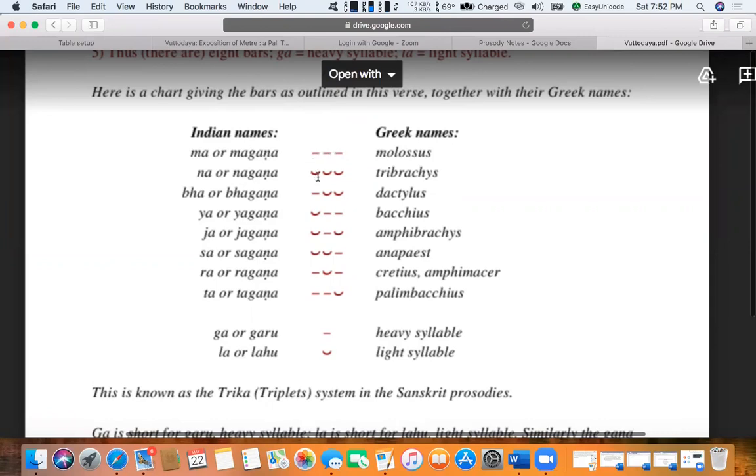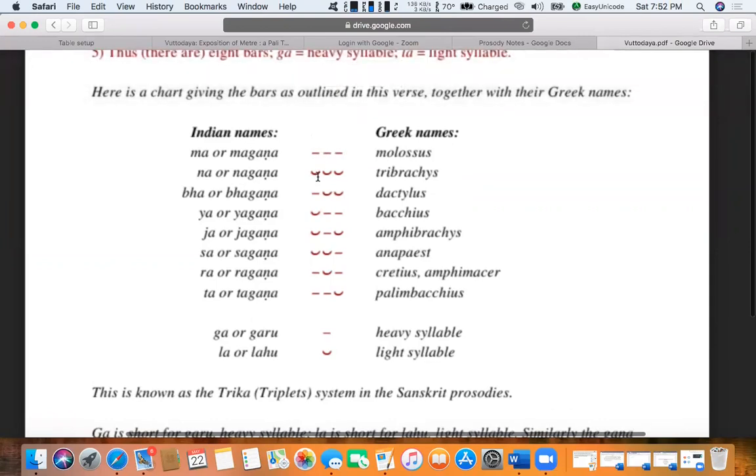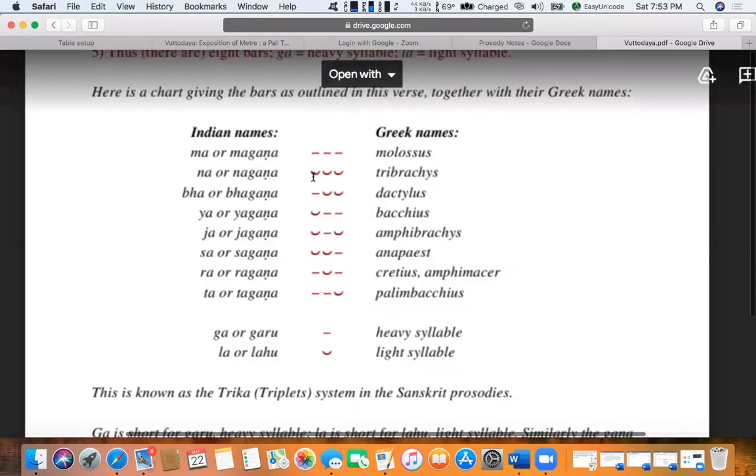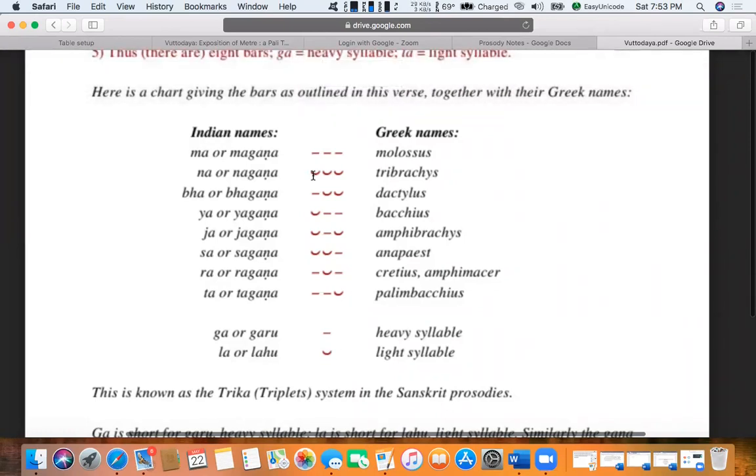Okay, and the curved line in our Pali tradition denotes long or heavy syllables. So 3 curved lines stand for 3 heavy syllables. But it is opposite in Western prosody and Western tradition. They use straight lines for heavy syllables and curved lines for light syllables. There is such a difference. So in this book, Venerable Ananda Jyoti's book, the Western method is followed, not our Pali method. So we should keep that in mind.